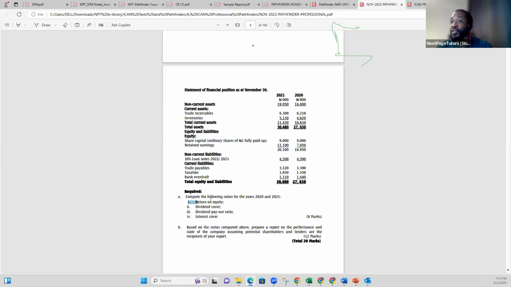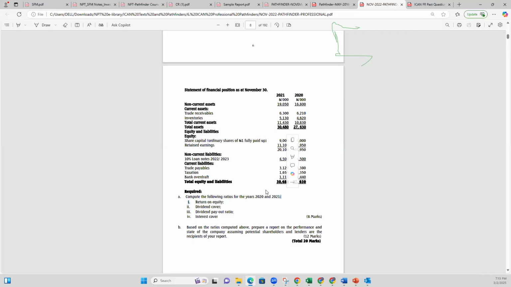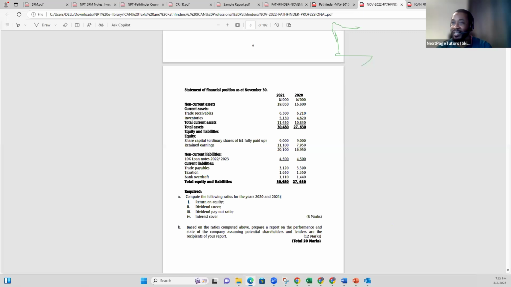And they said compute the following ratios. How many ratios over 2 years? 4 ratios. How many marks? 8 marks. Good. Read the B part. Based on the ratios computed above, prepare a report on the performance and state of the company, assuming potential shareholders and lenders are the recipients of your report. Very good.